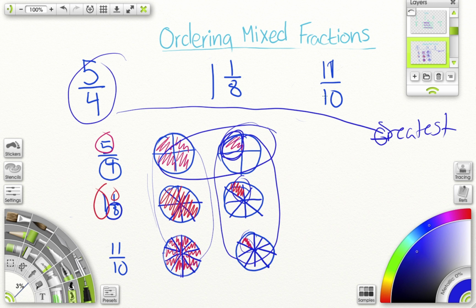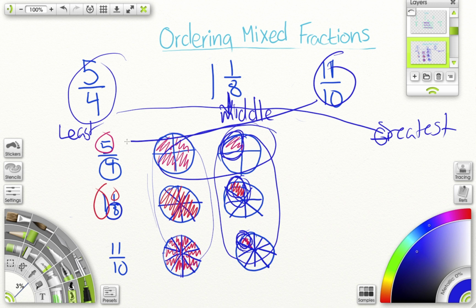My next biggest fraction is, let's see, this is a pretty big slice compared to this one. This one's much smaller. So 1/8 is my middle. So this is my middle fraction. And then my smallest one would be this one because of how small this slice is here. So least is 11/10, which goes right there. So that's how we order our fractions.